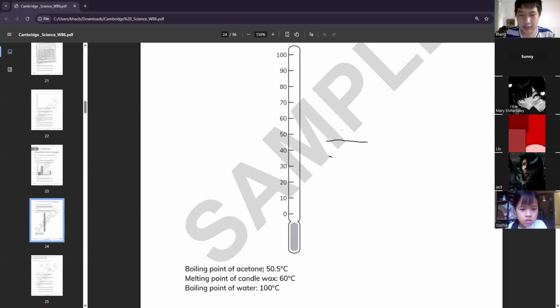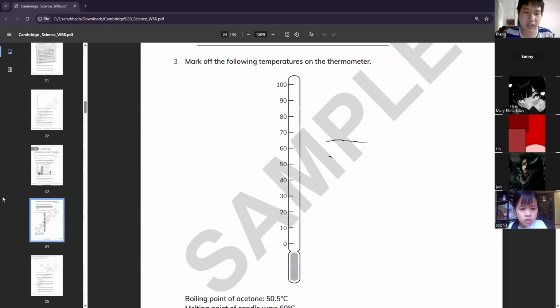Yes, but we have the numbers here. You need to mark it on this thermometer with the annotation tool. Okay, so is this boiling water? No, we start with the boiling point of acetone first. The acetone first. All right. It is about here. I see it. All right.